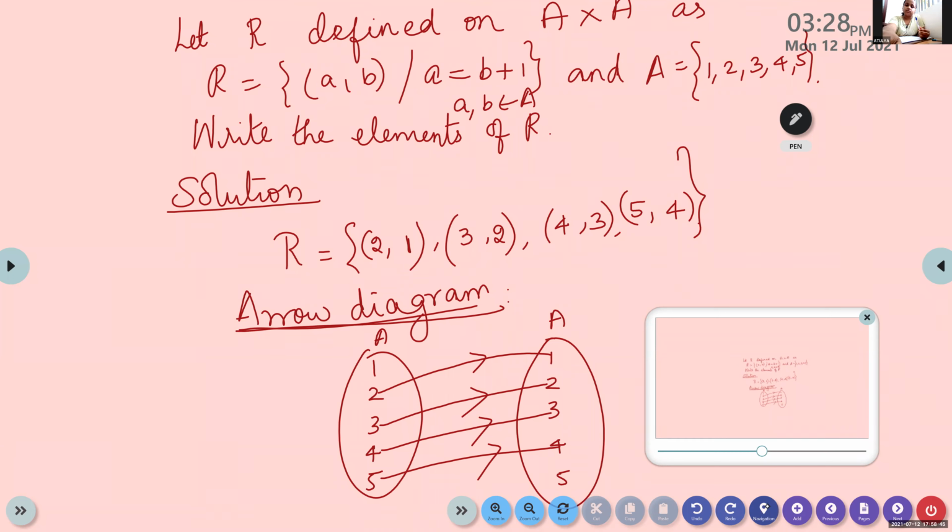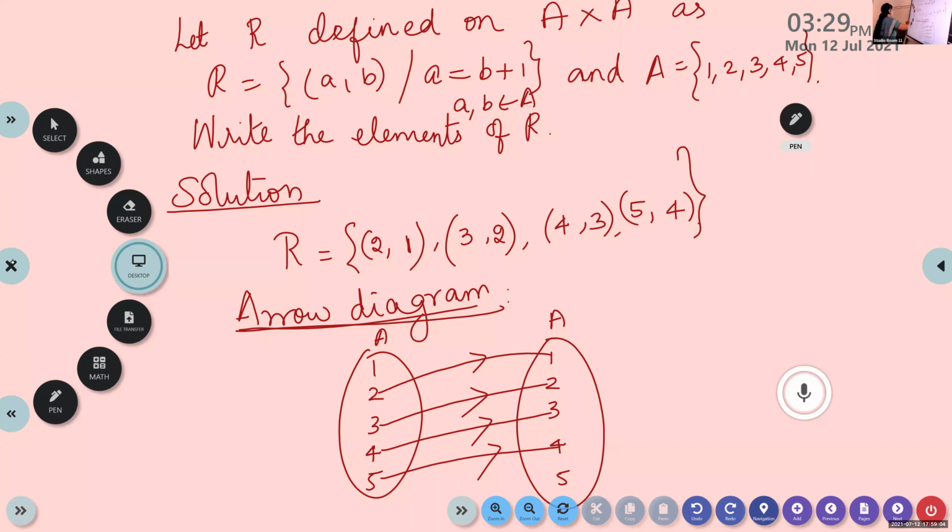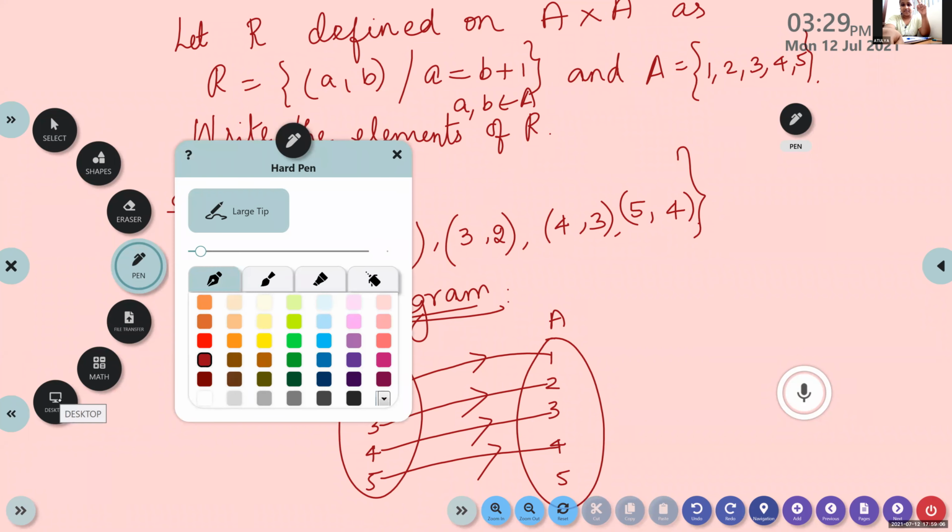How are we getting 3? Tell me. The answer is correct, Atulya. One way is to set A, B such that A equals B plus 1. Yes, very good. That is the first way.